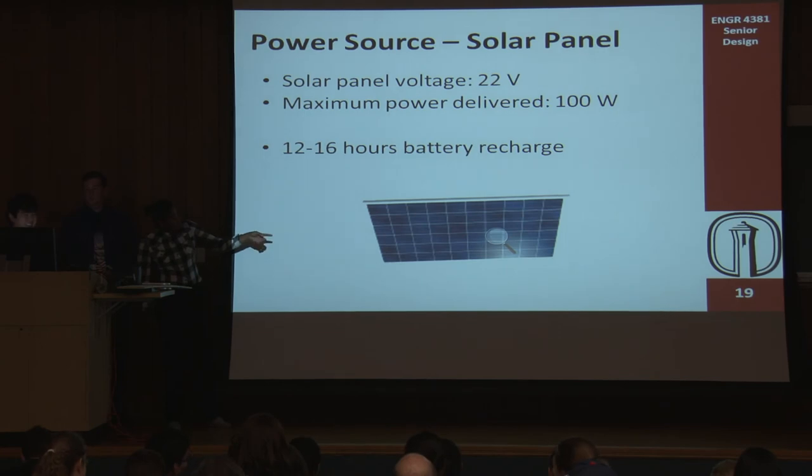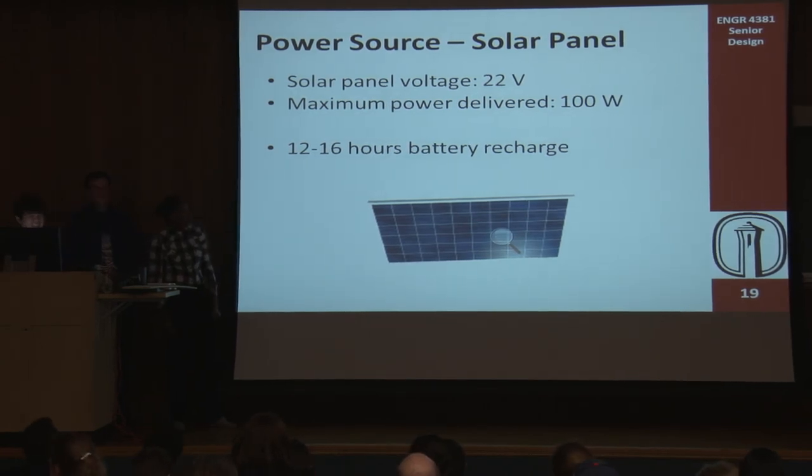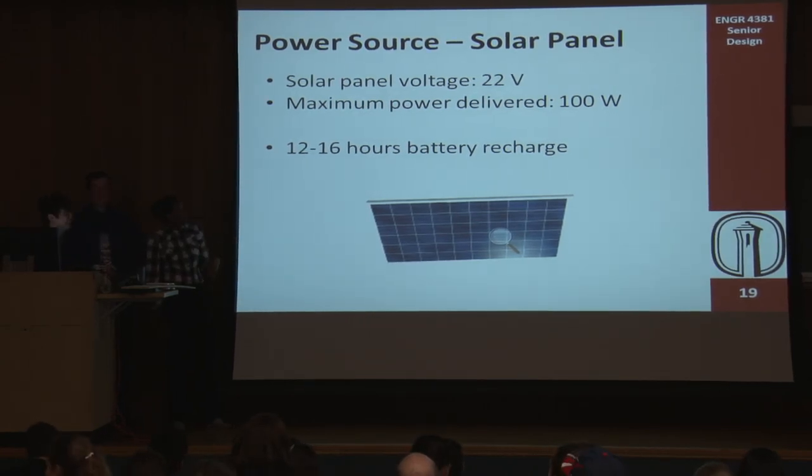So this is the solar panel that we decided to use, the 22 volts, and the maximum power it can deliver is 100 watts, which is perfect for us. During a completely sunny day, it's going to take the battery from almost zero voltage to fully charged in 12 hours. And if it's partly sunny, it's going to be about 16 hours. So it's good for us.